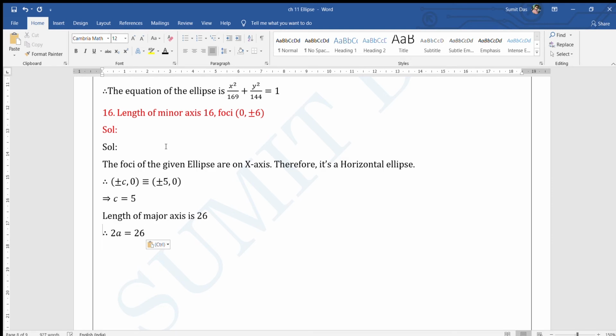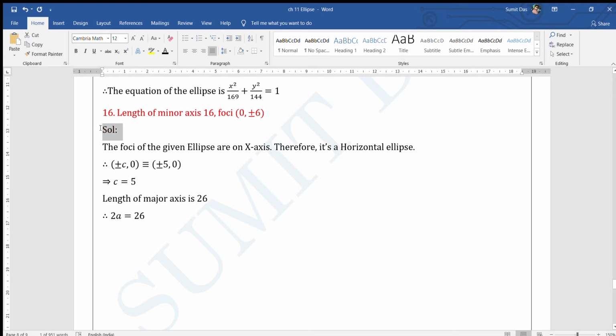After that we'll write, the foci of the given ellipse are on the y-axis. Therefore, it is a vertical ellipse. I hope you understand, this is 0 comma plus minus 6, so it is a vertical ellipse. When it is a vertical ellipse, 0 comma plus minus c equals 0 comma plus minus 6. So the c value will be 6.